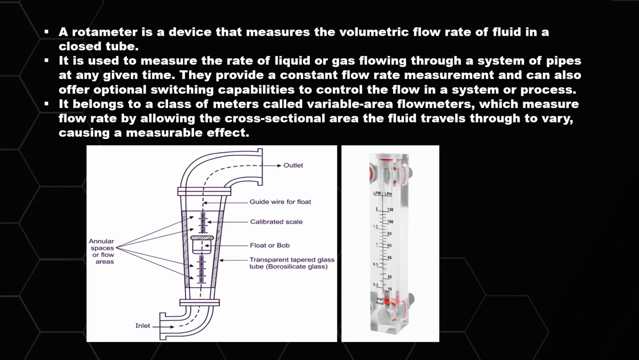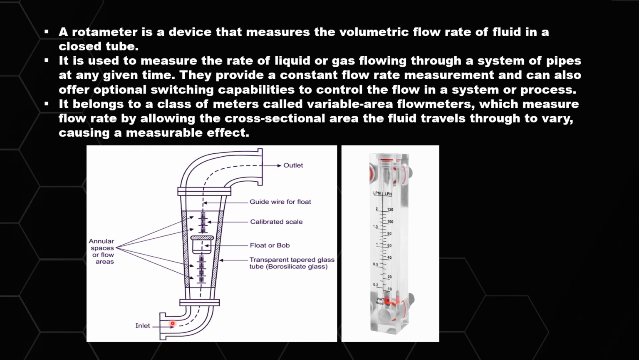The next instrument is rotameter. Rotameter is a device to measure volumetric flow rate of a fluid or gas in a closed tube. So it is used to measure the rate of liquid or a gas flowing through a system of pipe at any given time. Rotameters generally provide a constant flow rate measurement and can also offer optional switching capability to control the flow in a system or a process. So it belongs to a class of meter called variable area flow meters, which measure flow rate by allowing the cross-sectional area the fluid travels through to vary, causing a measurable effect.